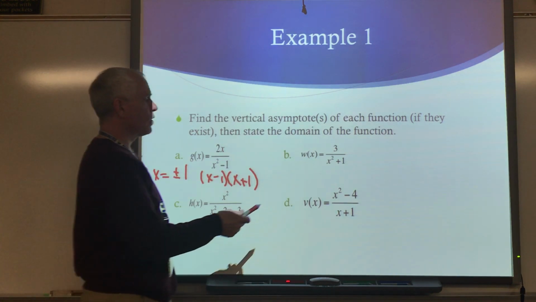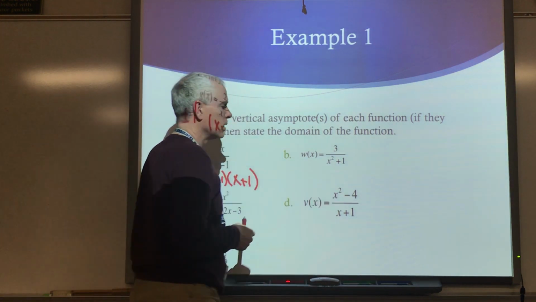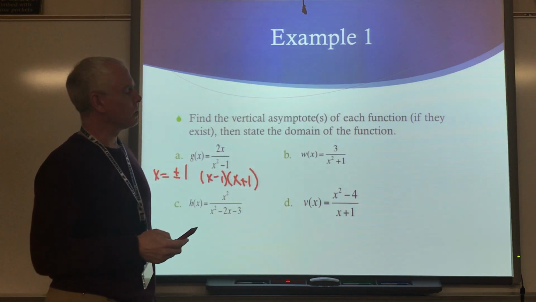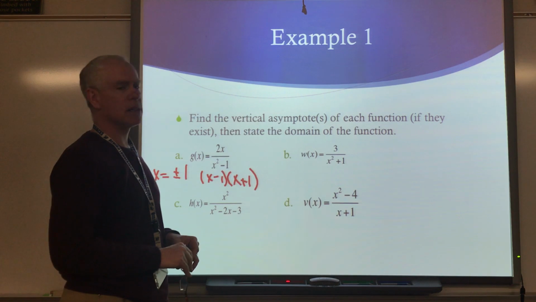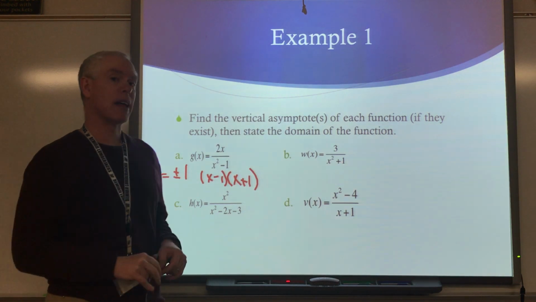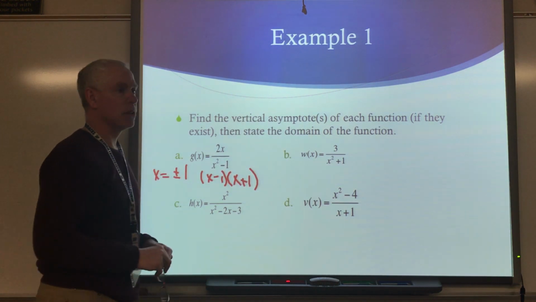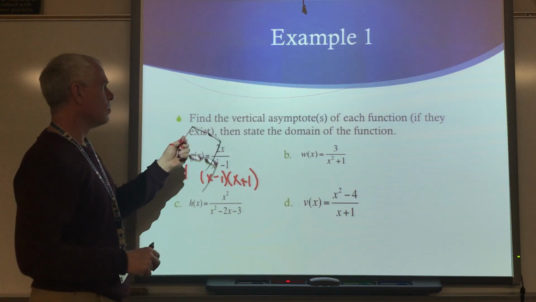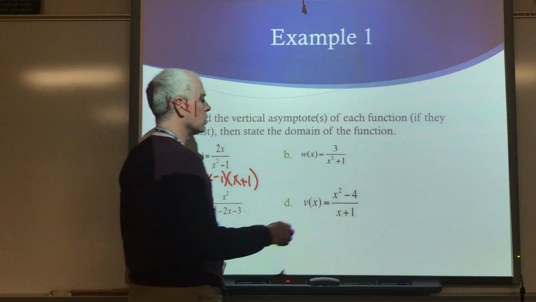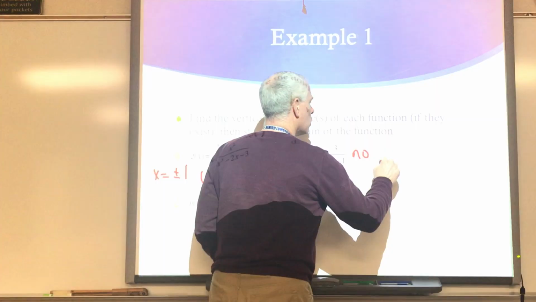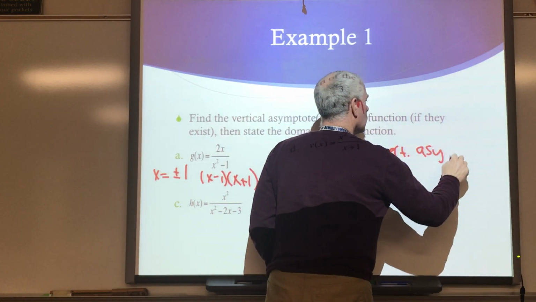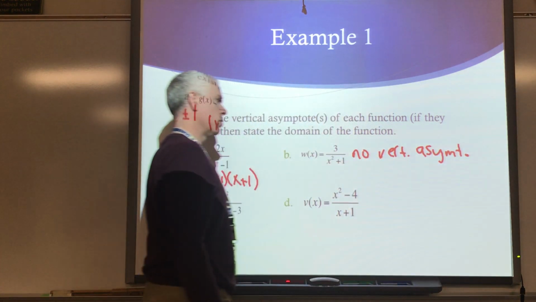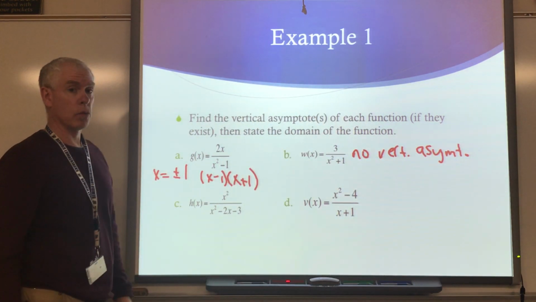Okay? Over here, x squared plus 1. Well, in the real number system, can I make that 0? Right, I have to think of a number that's squared as negative 1, and the only number that works for that is i. i isn't in the real numbers, so find vertical asymptotes. There are no vertical asymptotes for this one. So my domain for that one is all real numbers.